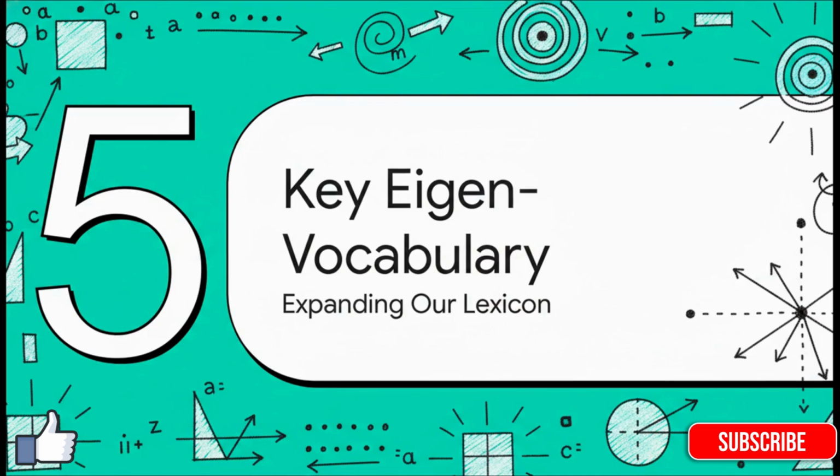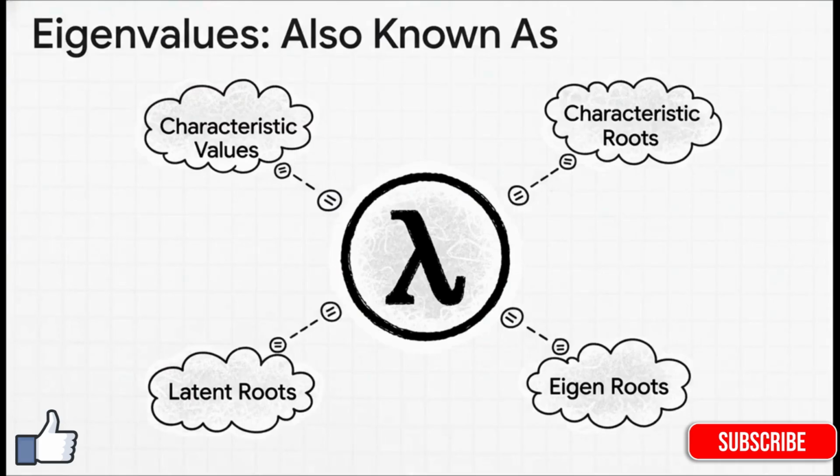Fantastic. So we've cracked the code, we've double-checked our work. To wrap things up, let's just quickly go over a few more important terms that you're definitely going to run into. First off, don't get thrown off if you see eigenvalues called something else. Depending on what book you're reading or what field you're in, you might see them called characteristic values, characteristic roots, or even latent roots. It's all just different names for the exact same thing.